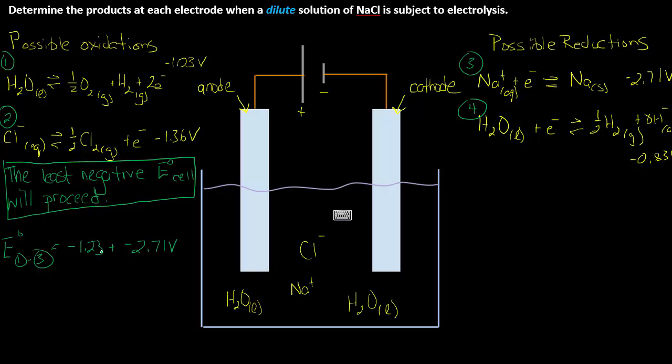So I'm going to make the 4 possible combinations here on the screen. I've labeled my reactions 1, 2, 3, and 4. So if I make a full cell out of reactions 1 and 3, I use my equation oxidation plus reduction, and I would get a cell potential of negative 3.94 volts. When I combine the oxidation of water with the reduction of water, I get a cell potential of negative 2.06 volts.